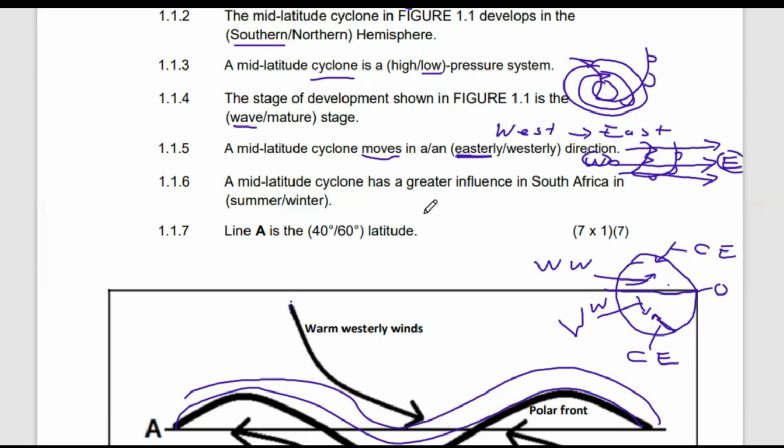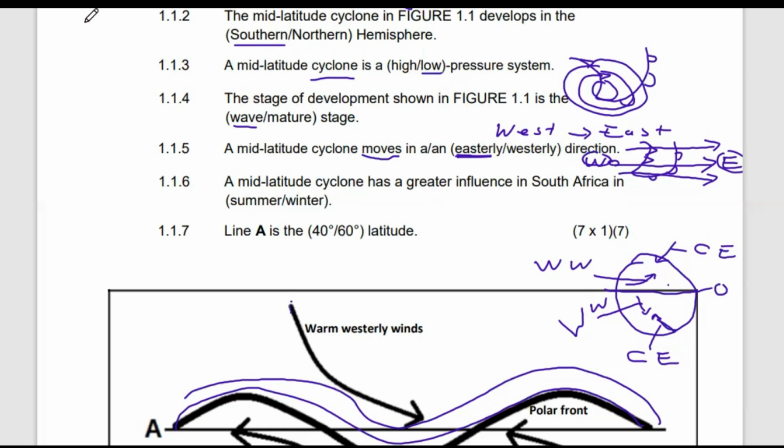It says a mid-latitude cyclone has a greater influence in South Africa, and in brackets they put summer or winter. All of us know that these are different seasons. We have summer, where temperatures are always high, and in winter, temperatures are going to be low. But you all understand that mid-latitude cyclones don't have a specific season of development, unlike the tropical cyclones, which form only in summer. For the mid-latitude cyclones, they can develop in summer or in winter, provided we have the polar easterlies and the warm easterlies. That is why the mid-latitude cyclones can develop in whichever season.